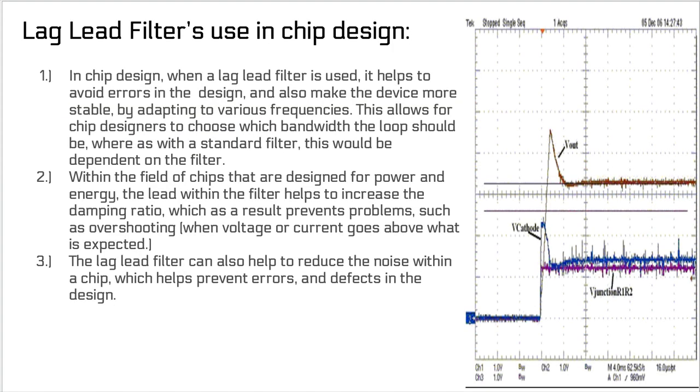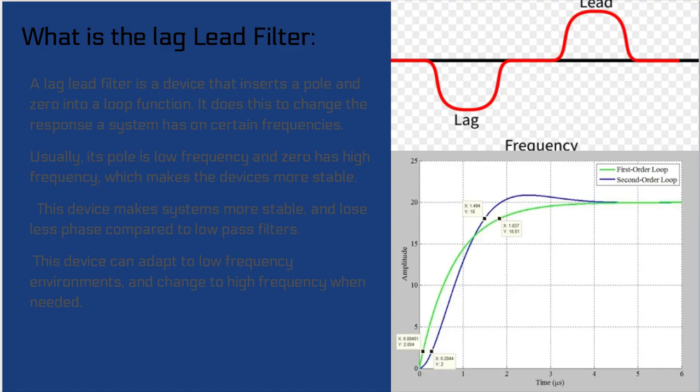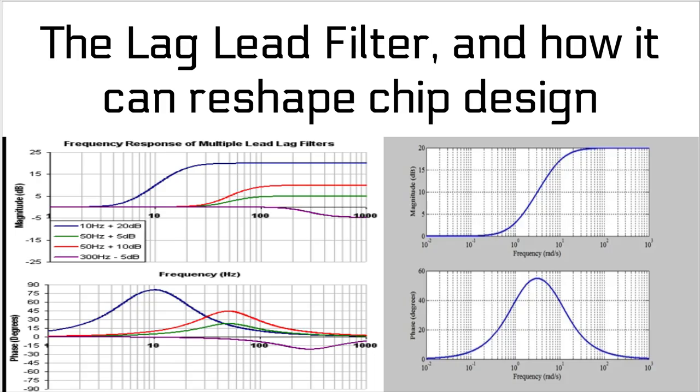And yes, to summarize, a lag lead filter is a device that helps change a system's behavior with respect to frequency. It's used in the chip industry for many reasons, but essentially it helps to make the device, in this case the chip, more stable and avoid errors, specifically overshooting, when either the voltage or the current goes above the expected limit.